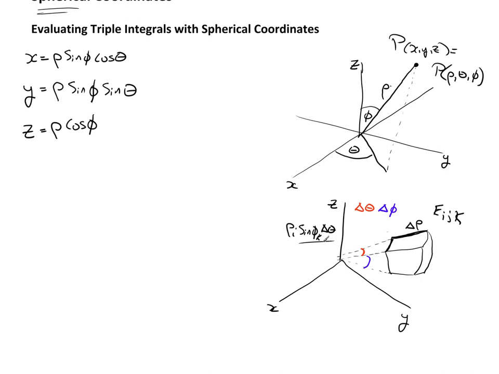Now this is going to describe this arc length right here. Whereas this arc length I can describe as simply being rho i times delta phi.